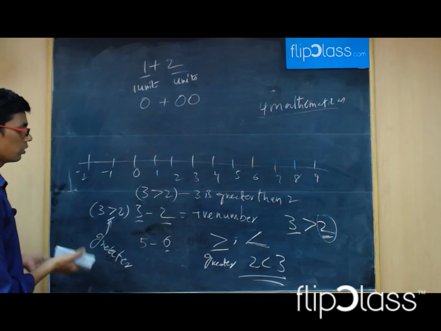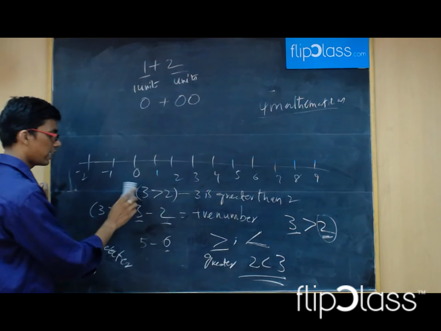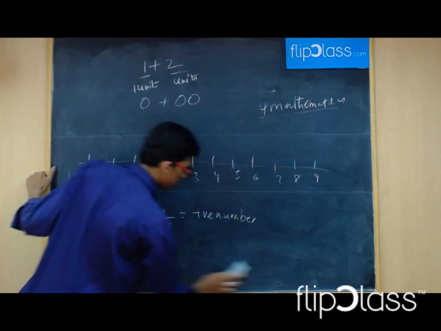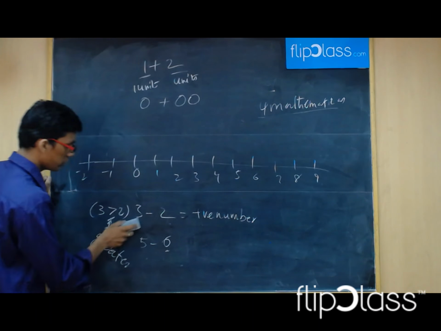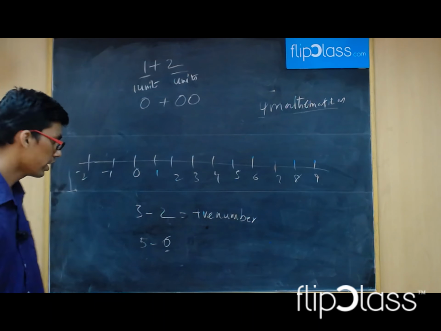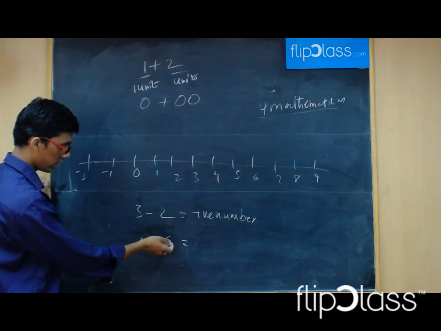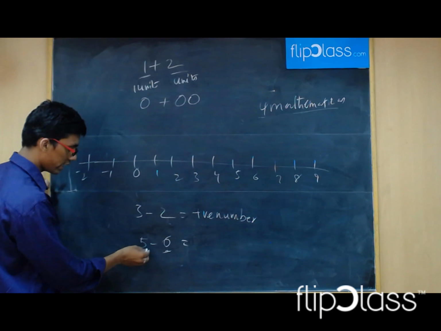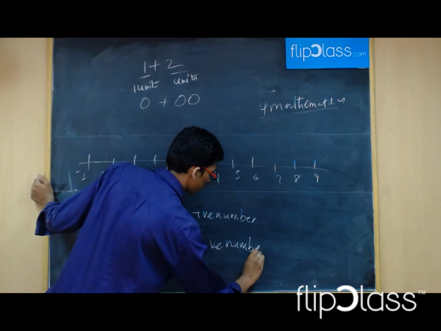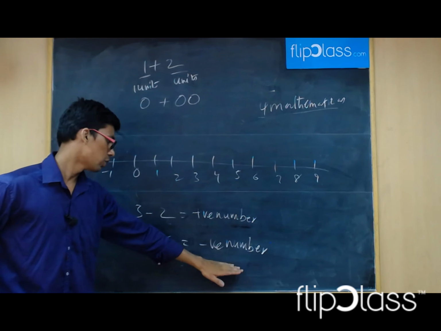Okay. So now you know how to represent which of two numbers is greater or less. Whenever you are subtracting a number of lower value from a higher value number, you will always end up with a positive number. And if you are subtracting a greater number from a smaller number, you will have a negative number.